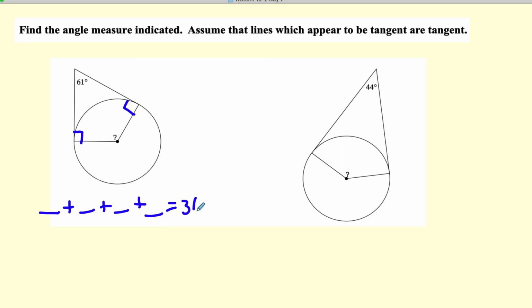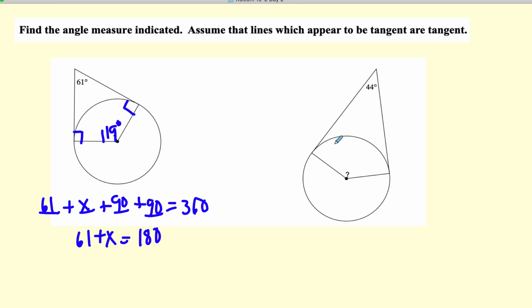And we know two of those angles are 90. And of the other two, one is 61, and one is what we're looking for. So 61 plus x, I'm going to subtract these two 90s, and that's 180. So 180 take away 61 is 119 degrees for this angle.